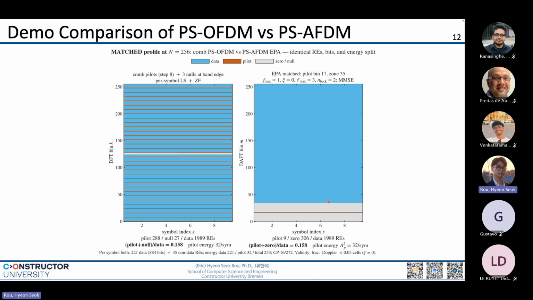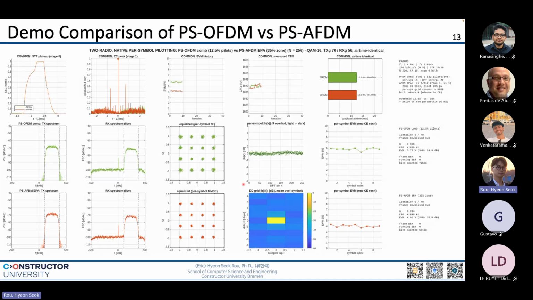So AFDM requires these nulls plus the pilot. So all of this number of pilots were scattered around the OFDM in this comb-like structure of the pilots. This orange is the pilots. And here we just have a single null. This was just to match the total number of data points, such that the two have exactly the same number of bits transmitted over the total 24 symbols. Based on that, here is the screen capture video of the two.